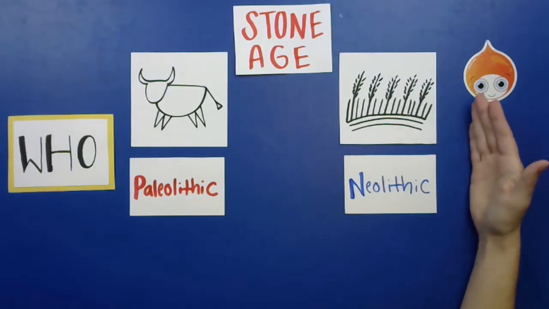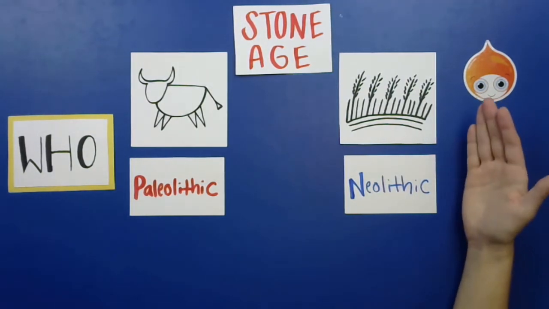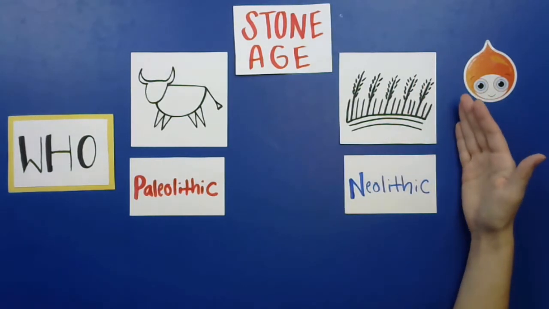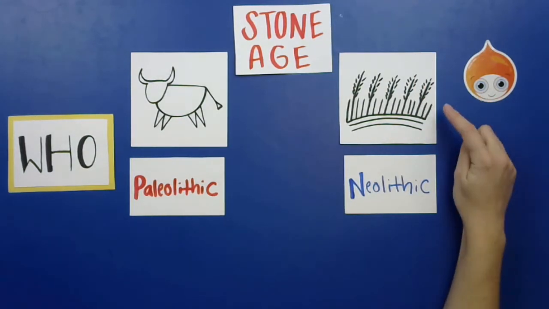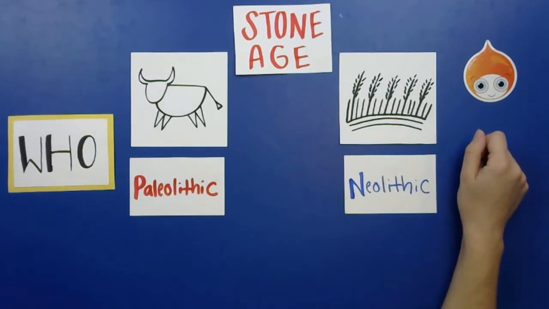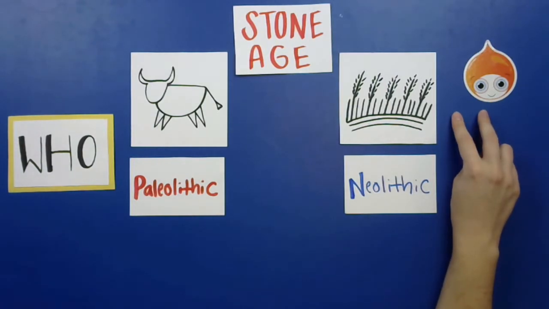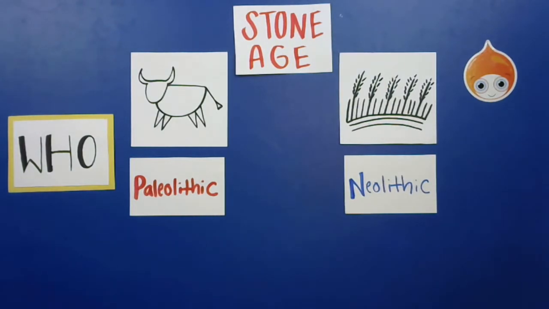Where Neolithic people, they built structures. They didn't just live in a cave. They took rocks and they created their own houses and they farmed, just like you see here. They did not gather food anymore. They actually grew their own crops. So they built structures and they grew their own food. Those are going to be our 2 people for who.